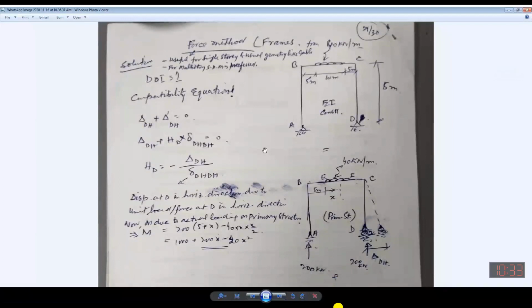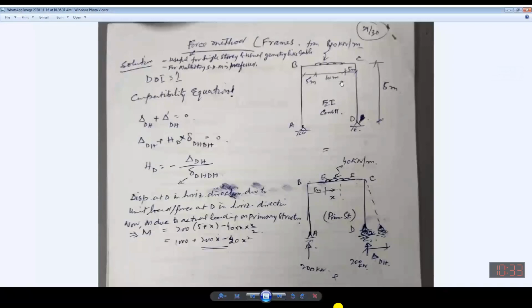This is the freehand sketch, irrespective of the dimensions. Dimensions are there, but these have not been drawn to scale. It should be noted. You just need to make your concept clear about the solution procedure.